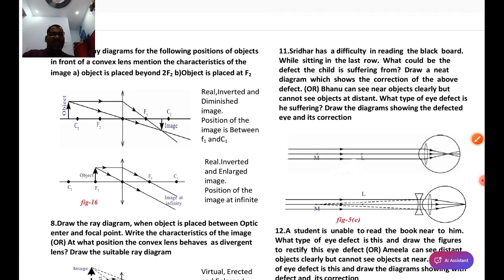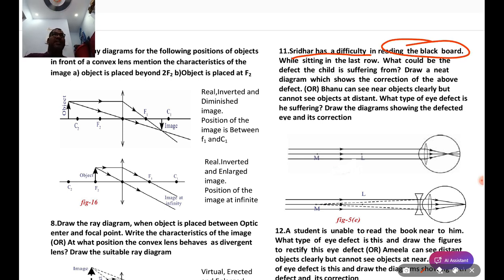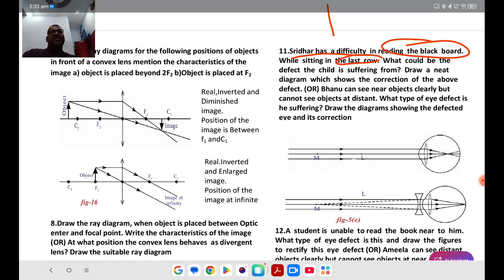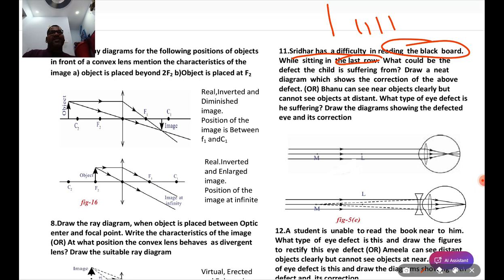And look at this question. It is indirectly giving, just hear: some person has difficulty in reading the blackboard. That means he is a student sitting in a class, unable to read what is written on the blackboard, right? Where is he sitting? He is sitting in the last row. This is a blackboard, and these are the benches. In the last bench he is sitting, unable to see what is written on the blackboard. That means he is unable to see far objects. He is able to read the textbook in his hands, but is unable to read what is written on the blackboard. Unable to see far objects means what defect is he suffering with?